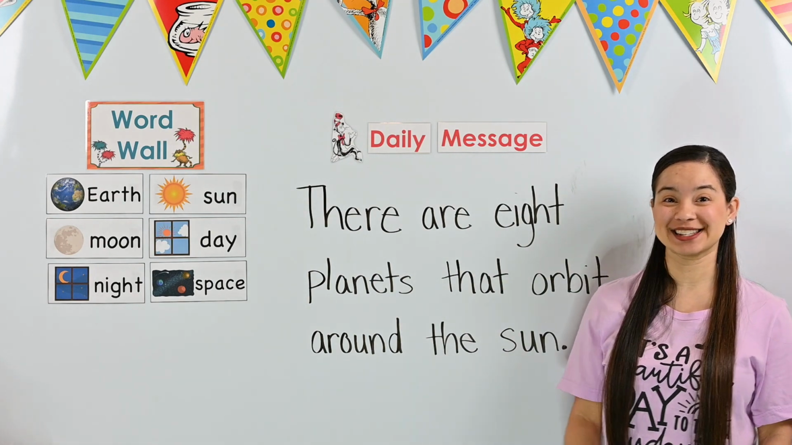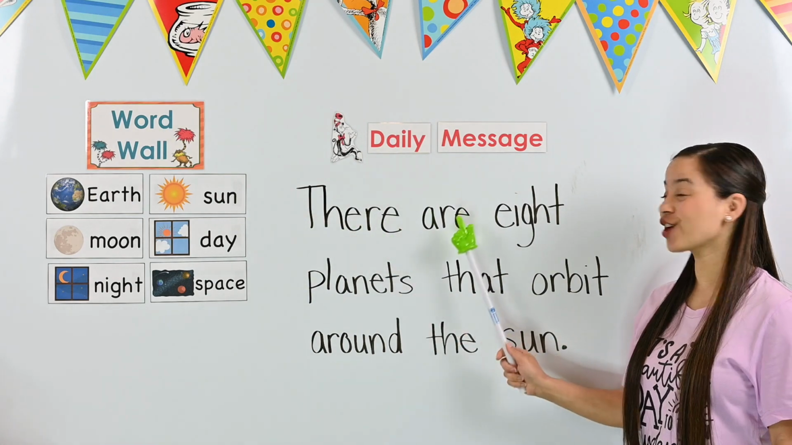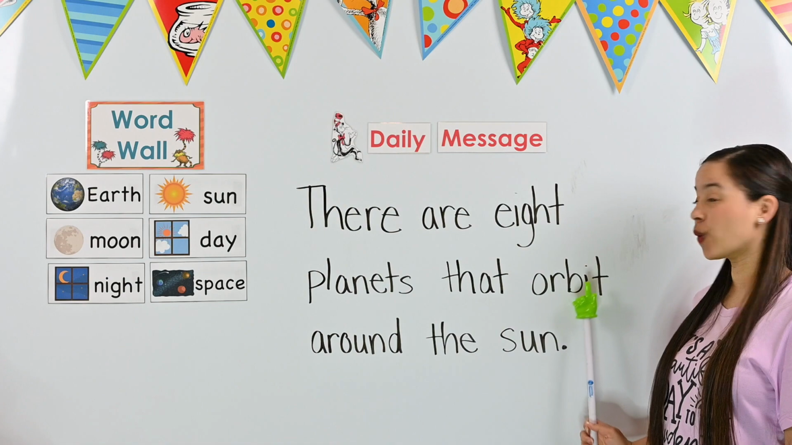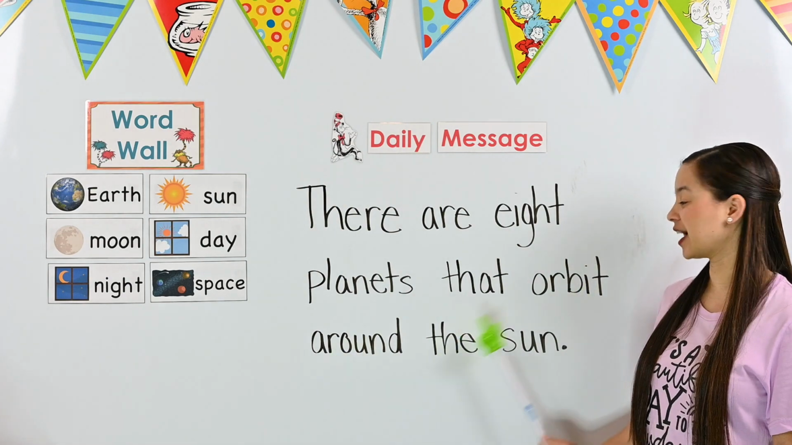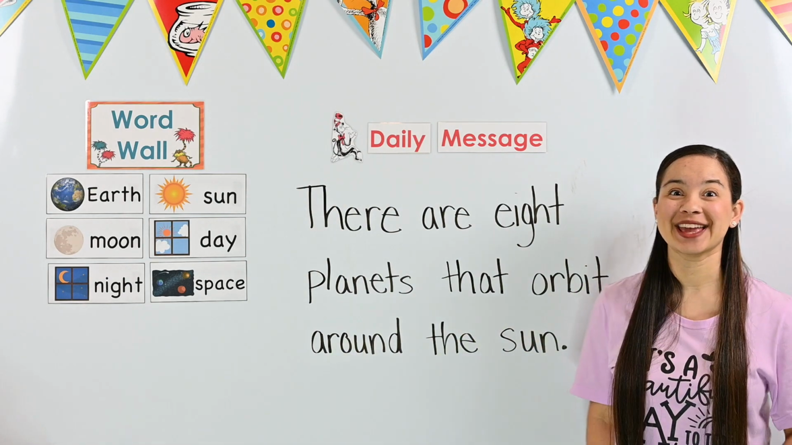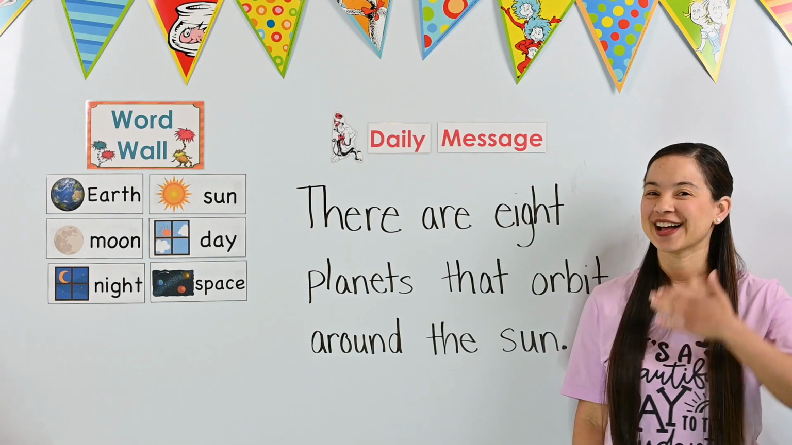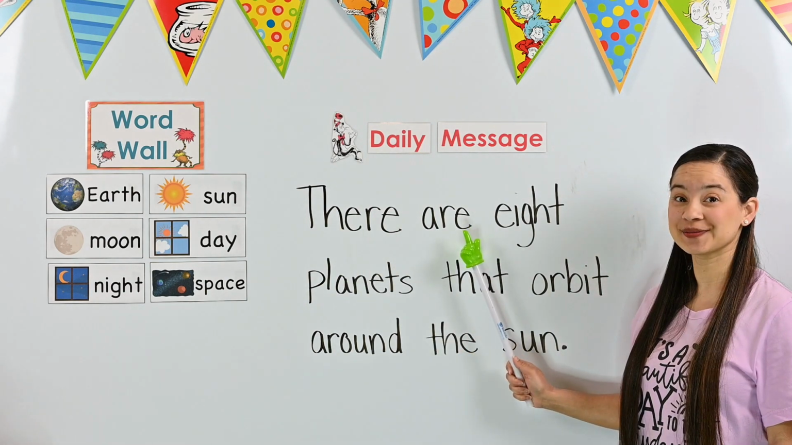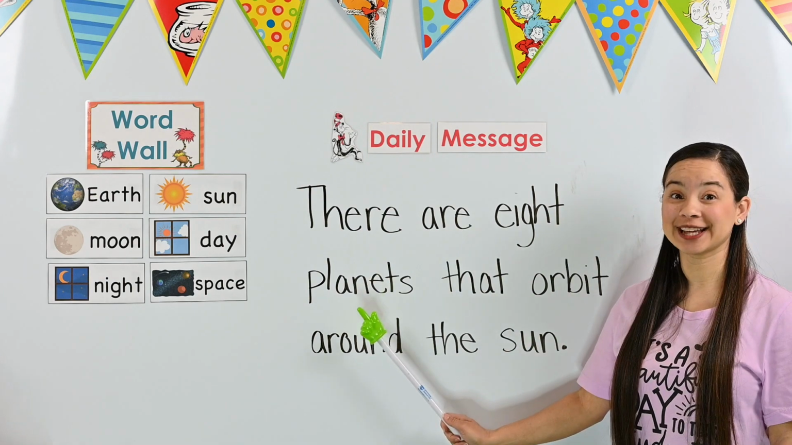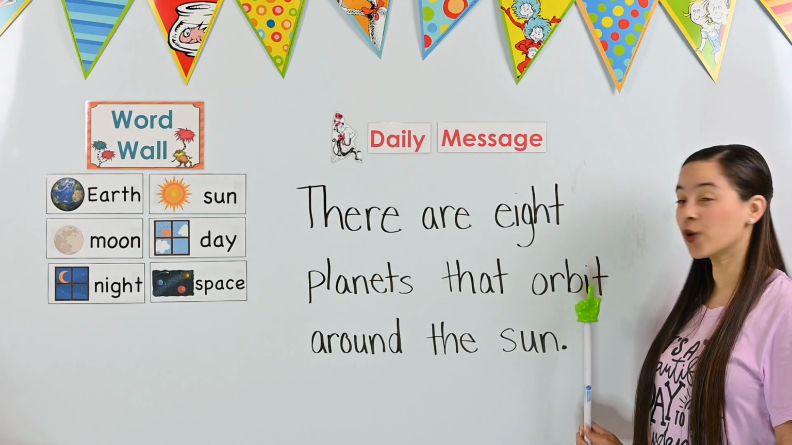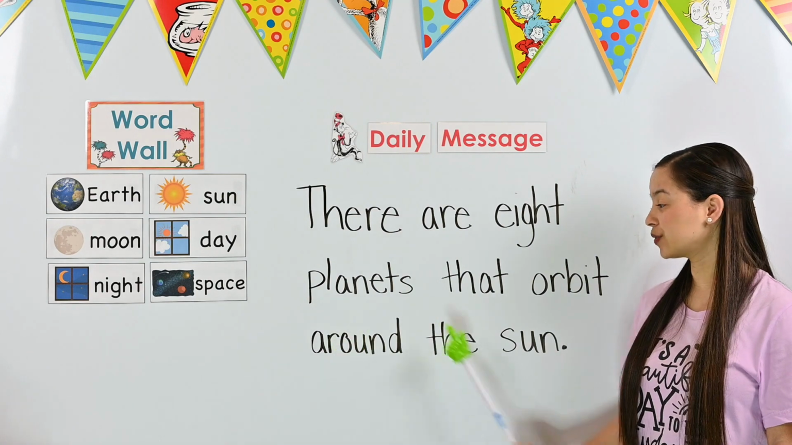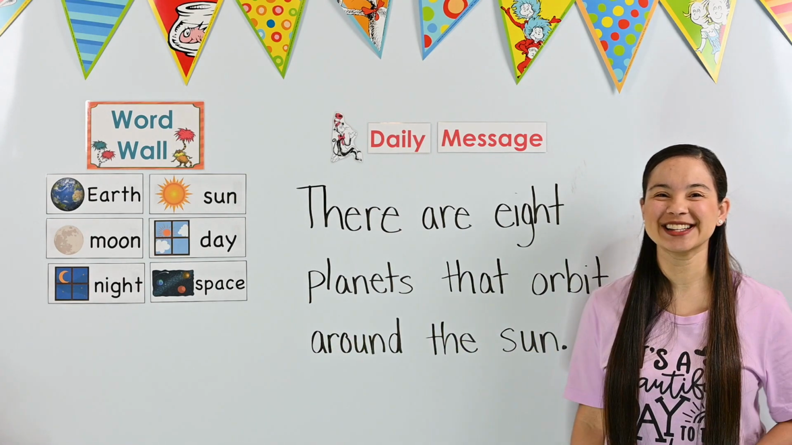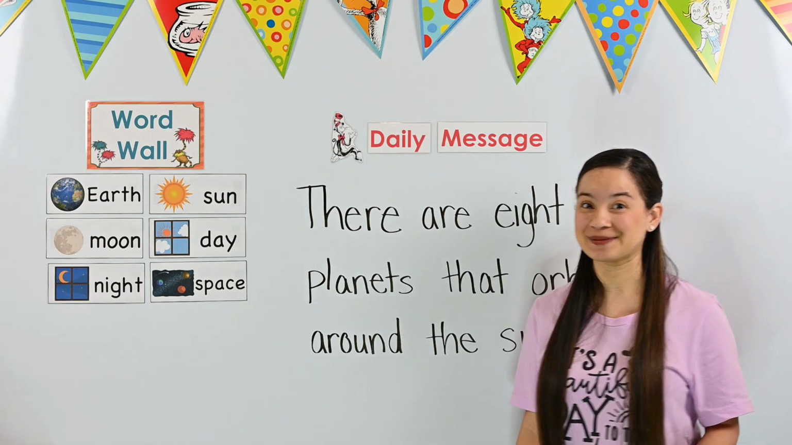Let's read today's message. There are 8 planets that orbit around the sun. Okay, now let's read it together. I'll read and you can repeat. There are 8 planets that orbit around the sun. Excellent work, friends. You read today's message.